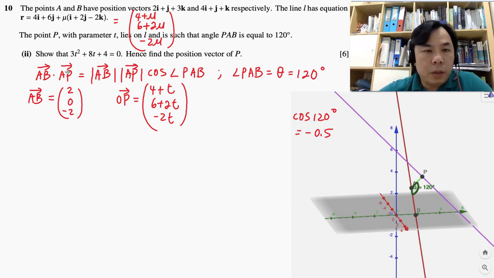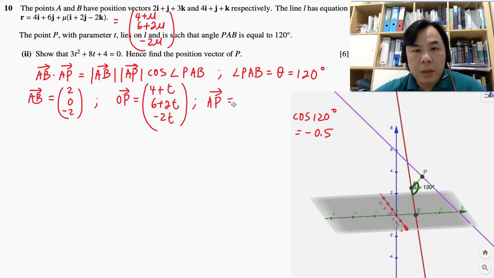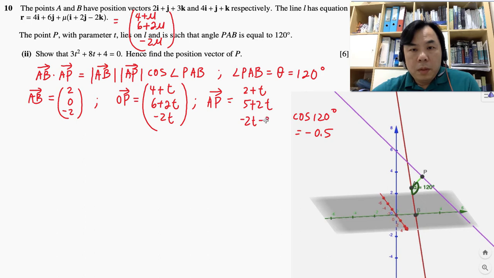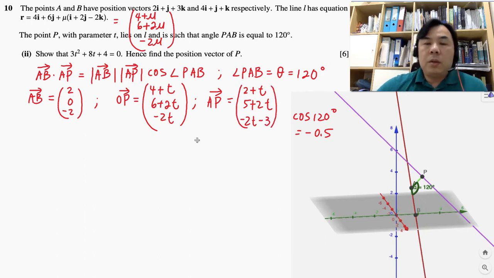Next, all I need to do is to work out my relative vector AP. AP basically is P minus A. So my A is somewhere here. I have 2 plus t, I have my 5 plus 2t here, and finally I will have negative 2t minus 3. Alright, so there you have it. There's my relative vector AP.